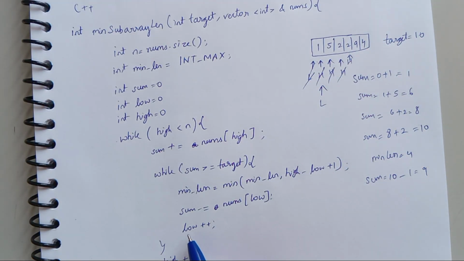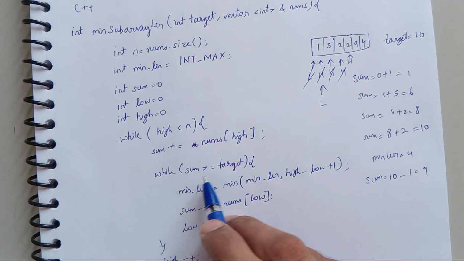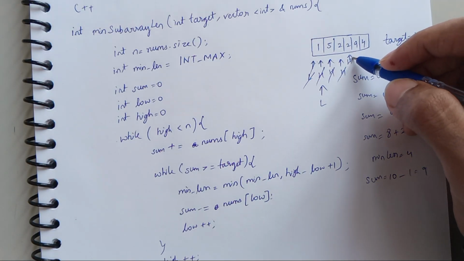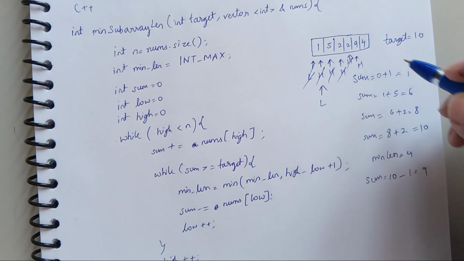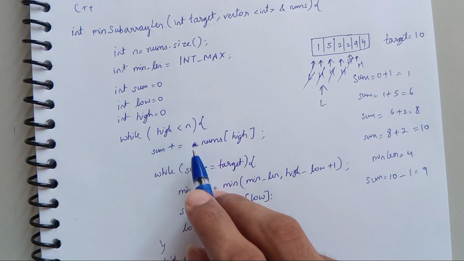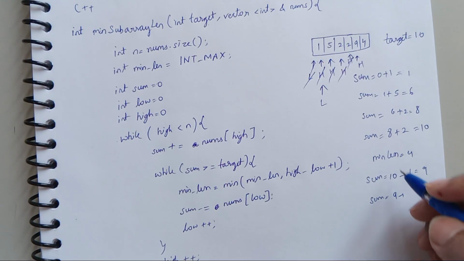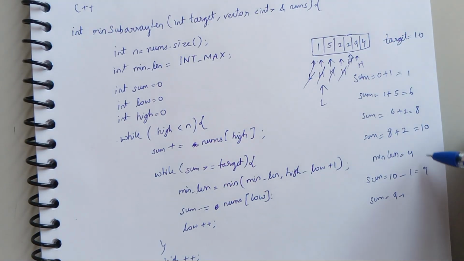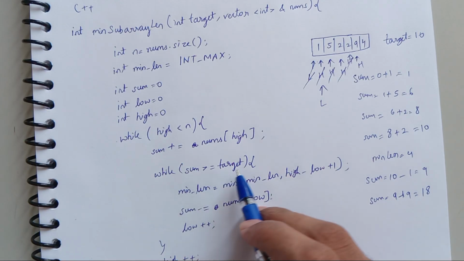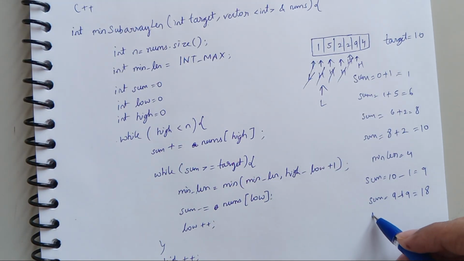Now we again check this condition, is sum greater than or equal to target, 9 greater than or equal to 10, no. So we just ignore this and do high plus plus. So again we move the high pointer here, and now we again check this condition, high is less than n, yes. Again we update the sum. So sum is equal to 9 plus 9, which is 18. Again we satisfy this condition, so we again reduce the length or find the minimum length.